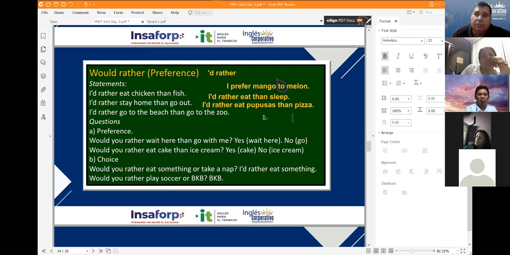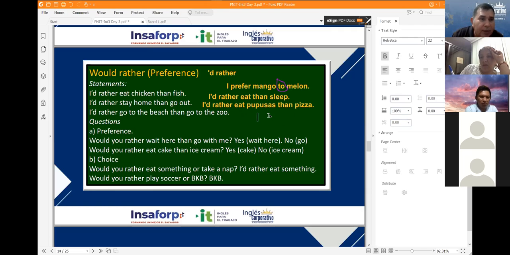Okay, so why do we prefer something? Because we like it more or because we believe it is superior to the other? Or because the other one gives us more pleasure when we eat it, okay? So then we prefer it. So that would be preference. I'd rather eat pupusas than pizza. I'd rather eat than sleep.